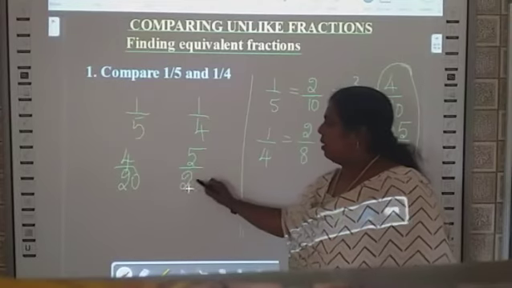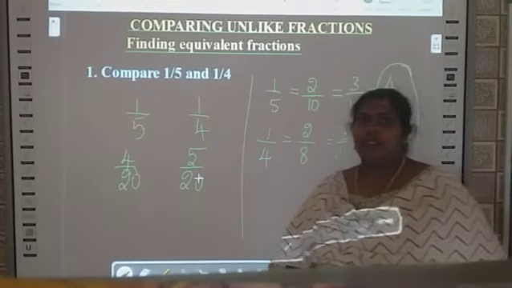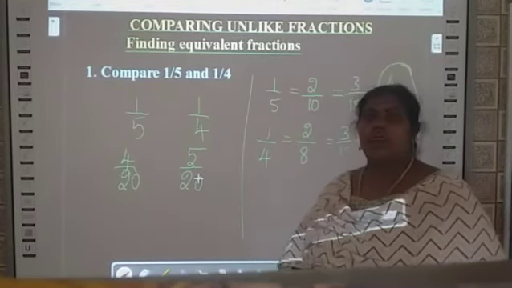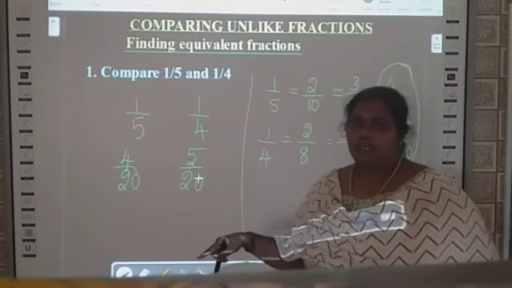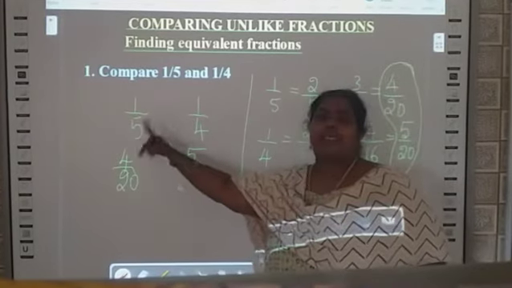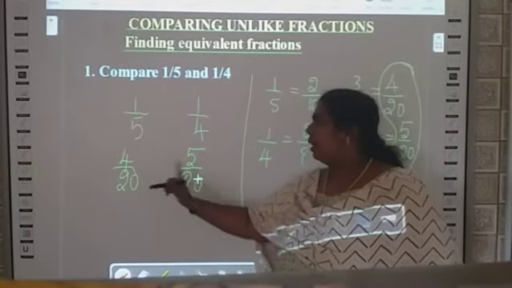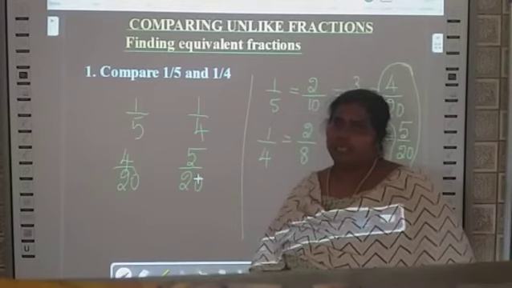So the denominator is equal. Do you understand? The denominator is equal. Now, denominator is equal means what? That is like fractions, right? So here these two fractions are unlike fractions. Now we convert them into like fractions, right?